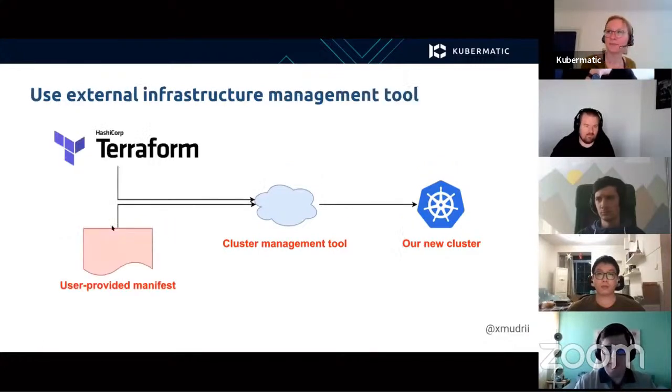To solve this problem, we can use an external infrastructure management tool, such as Terraform. We'll use it to create the infrastructure and provision instances, and then we are going to provide the information about those instances and how to access them to our tool. The user-provided manifest will only contain information about the desired Kubernetes cluster. The tool then could use SSH to access instances and install Kubernetes there.